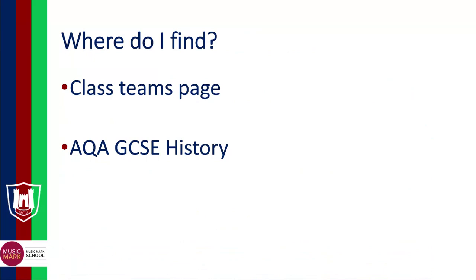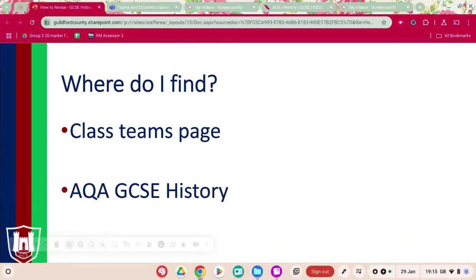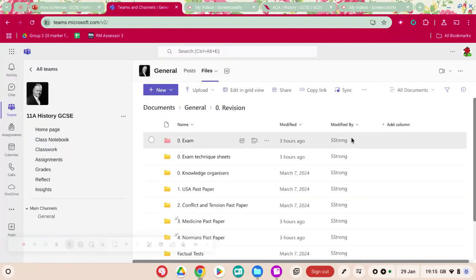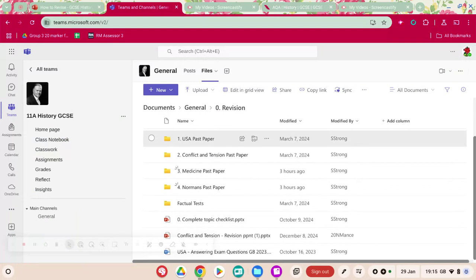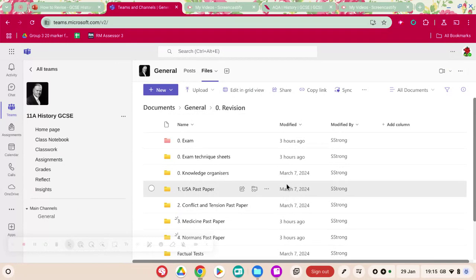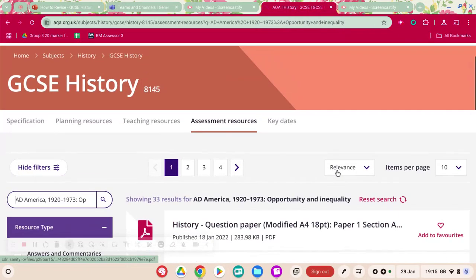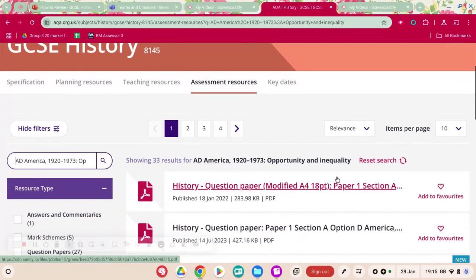In terms of where you would find this information, there are 2 key places to be looking. The first one is the class teams page, which looks just like this, and you will be able to see on here all of the information under files and then looking at revision. So there's a big list there of things you could be looking at. The second place you want to be looking is on the AQA history page. You will see on here a long list of different types of questions.